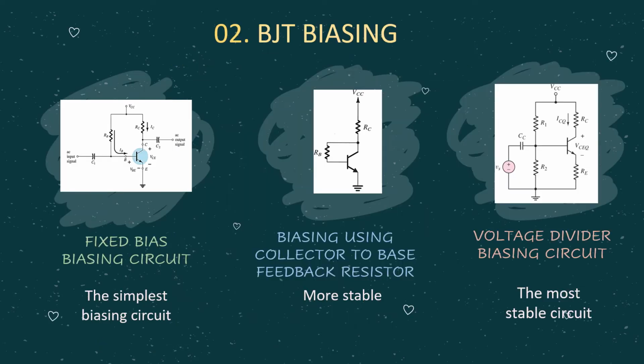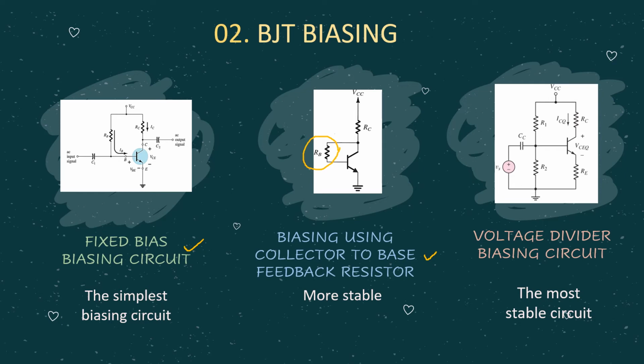Talking about biasing circuits, actually there are three types that we are going to cover in this course. Actually there are many more types, but we limit our discussion to these three types. The first one is called the fixed bias biasing circuit. This is the simplest biasing circuit that we are going to cover. Then the second one is biasing using a collector to base feedback resistor. As you can see from the circuit here, we have an additional resistor which is connected between the base and the collector.